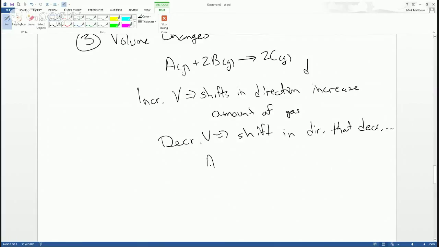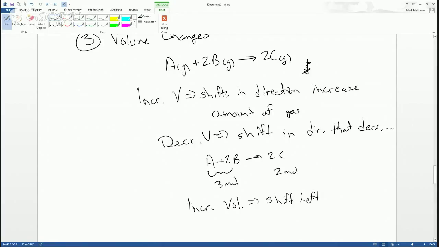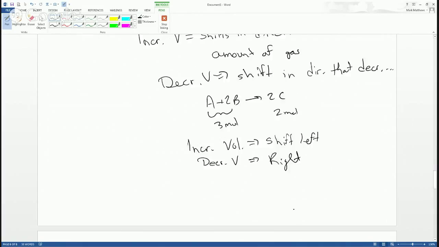So in the example above, we have a total of 3 moles of gas on the left, the reactant side, and 2 moles of gas on the product side. So if you increase the volume, in this case, the system should shift to the left to achieve equilibrium. If you compress your gas, if you decrease the volume, it's going to go to the right. But again, in this case, it's dependent on the stoichiometry of the system.